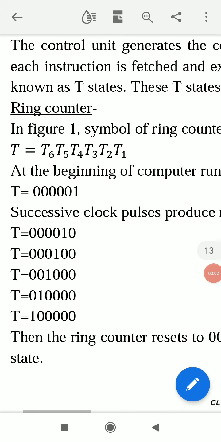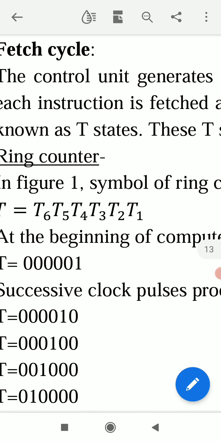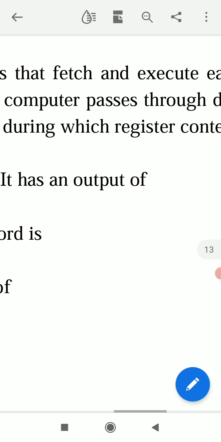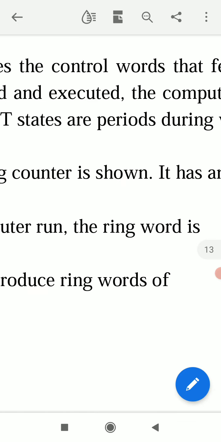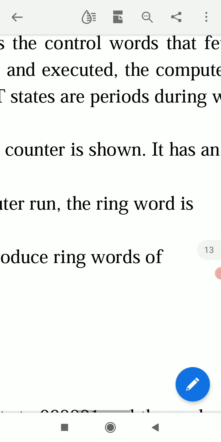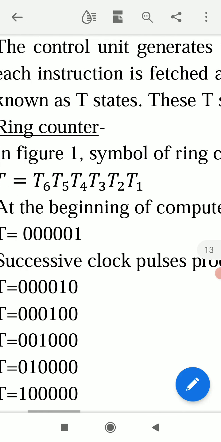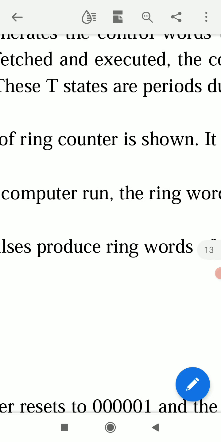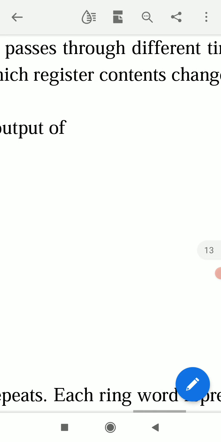Today's topic is execution cycle. The control unit generates the control words that fetch and execute each instruction. While each instruction is fetched and executed, the computer passes through different timing states known as T states. These T states are periods during which register contents change.